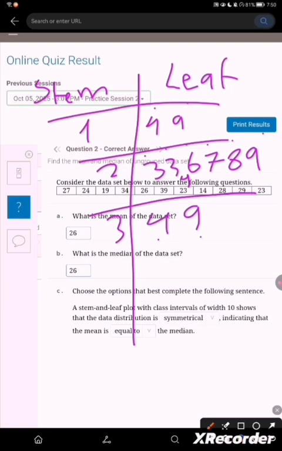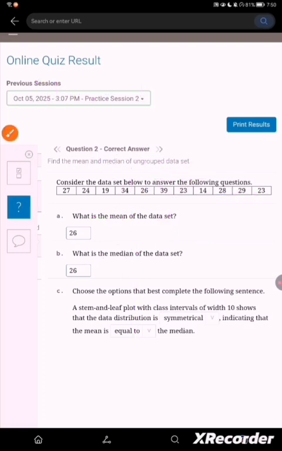6 is the term where you will find your median. So you start by counting. First term, second term, third term, fourth term, fifth term, and then this is your sixth term, which is 26, and that is correct. Okay? So, indicating the mean is equal to the median, so symmetrical.